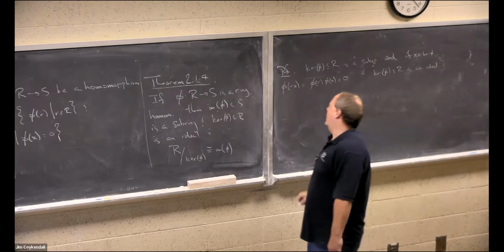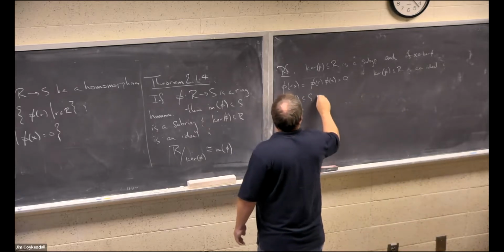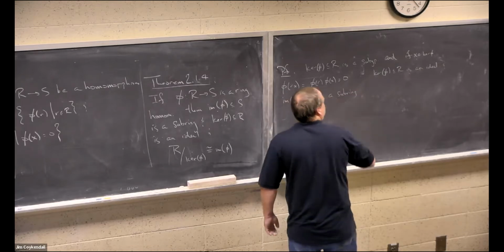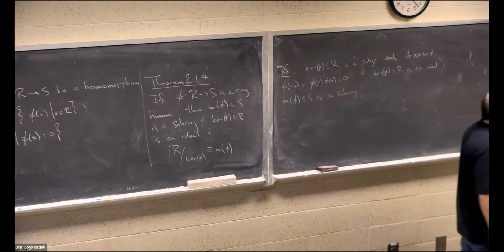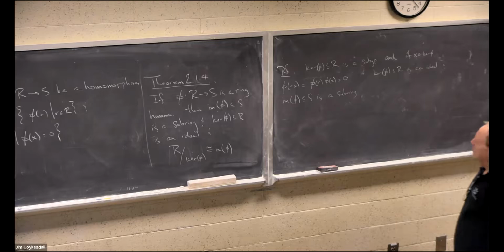And without proof, I'll say that the image of φ in S is a subring. That follows immediately from the fact that this is a homomorphism. You already know that the image is a subgroup of S, right, from earlier group theory. And basically all you need now is closure under multiplication, which follows from the fact that this is a homomorphism. Everybody okay with that?